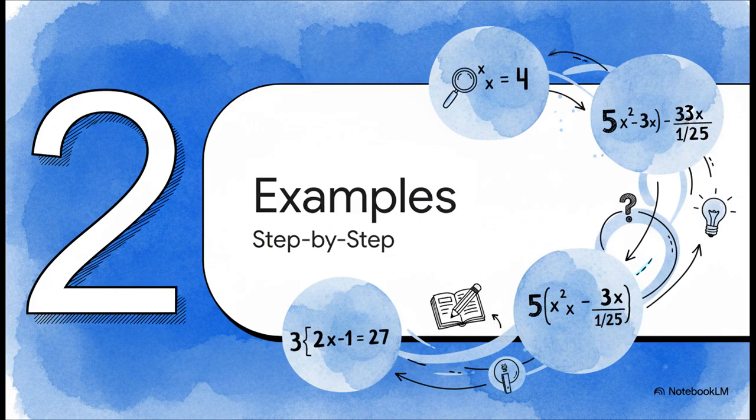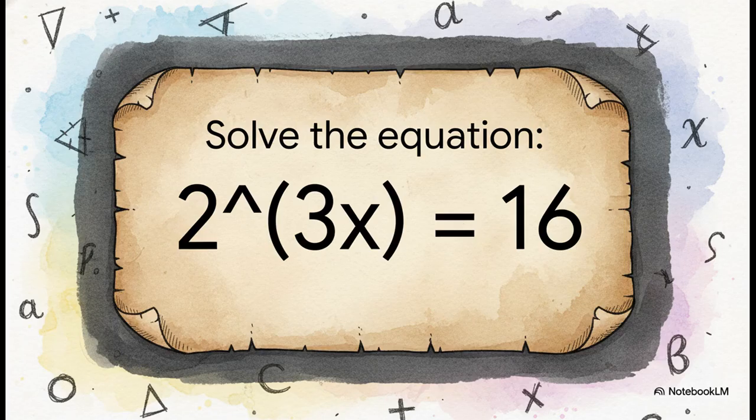All right, enough with the theory, right? Let's see the strategy in action. We're going to walk through 3 examples, starting with a basic one and then working our way up to something a little more challenging. Okay, first up, a problem that looks a lot like that puzzle we started with. 2 to the power of 3x equals 16. Our goal here is to figure out what x is.